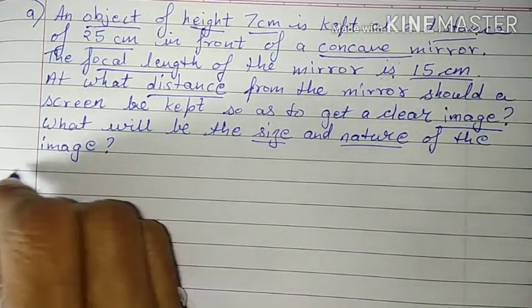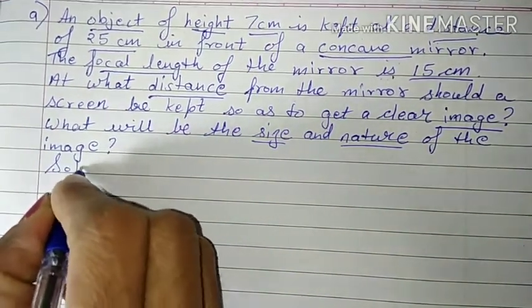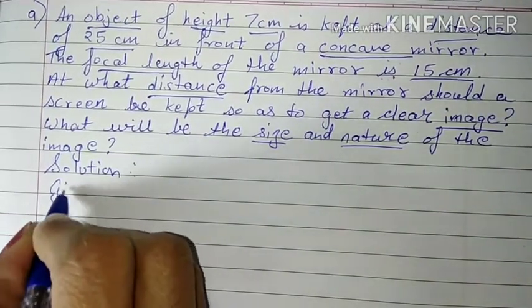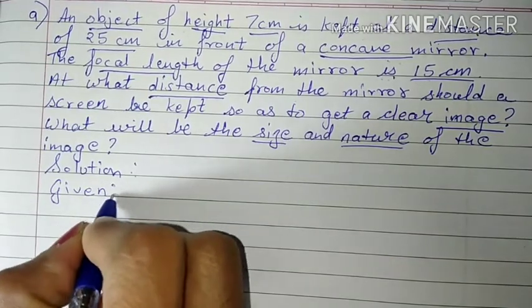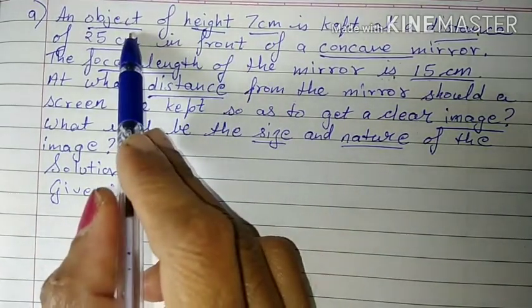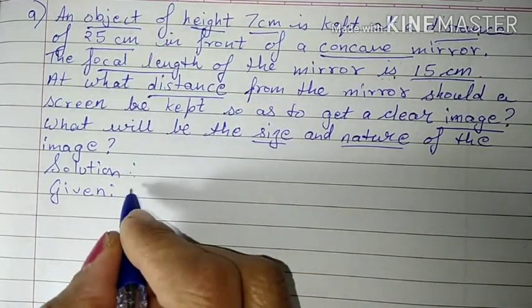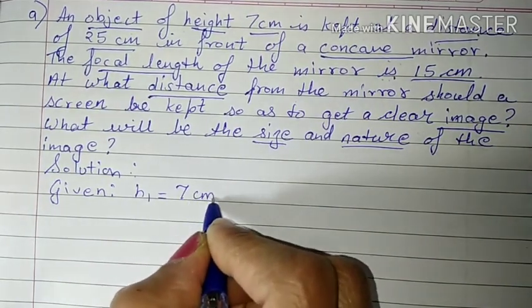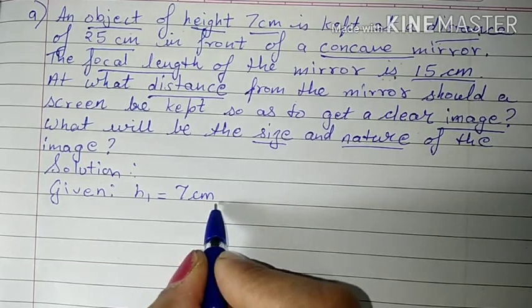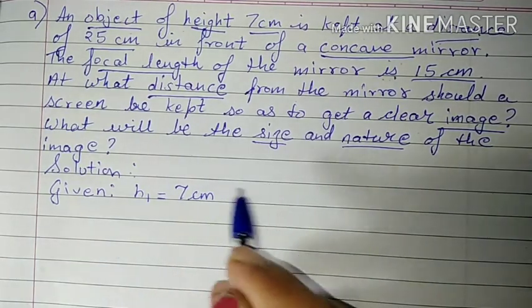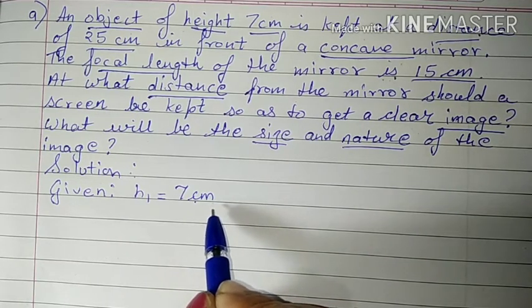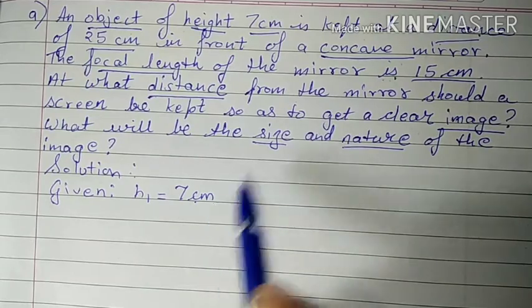Quickly, the first step for the solution is to write everything that is given. That makes our task quite simple. The object height is given. The nomenclature for object height is h1, so h1 is equal to 7 centimeters. Please make sure that the units are written correctly. All the units need to be in the same SI or CGS system. If not, you need to convert it.